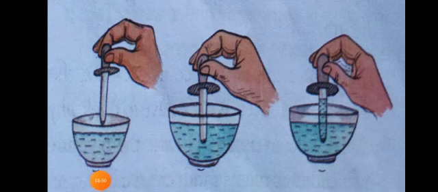We can say examples where air exerts pressure: the tubes of a cycle, scooter, car, a balloon being filled with air, and also the air-filled football that becomes hot, and also water rising through a hand pump. These are the examples where we can see that the air exerts pressure.